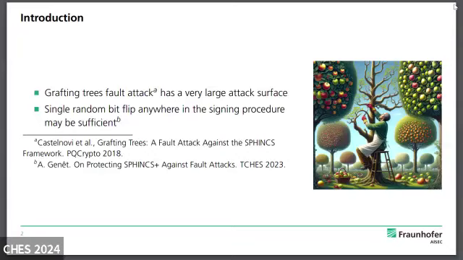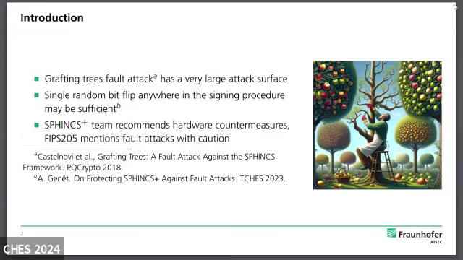And last year at CHES, there was this nice paper which concluded that introducing a single random bit flip anywhere in the signing procedure, you don't really care where, might already be sufficient to achieve a forgery. And that's why the SPHINCS+ team recommended hardware countermeasures in their proposal, and the new FIPS standard also mentions them with caution.